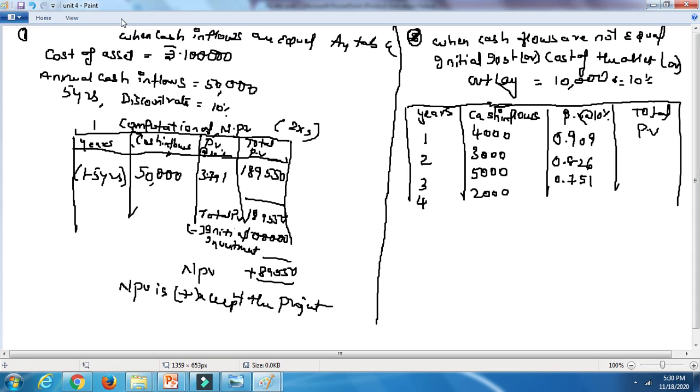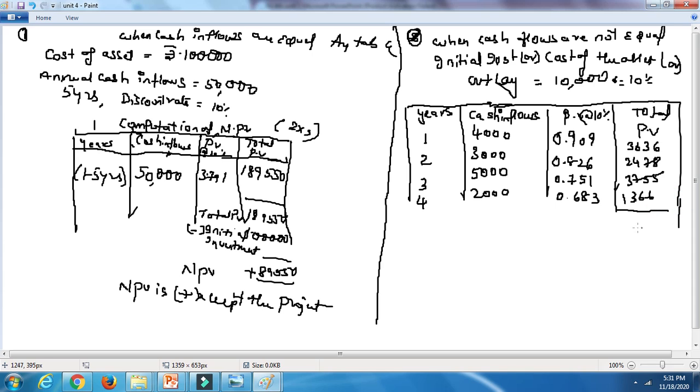0.683. If you multiply this, you will get 3,636 for the first year, 2,478 for the second year, 3,758 for the third year, 1,366 for the fourth year. So if you total it up, you will get 11,235 rupees.